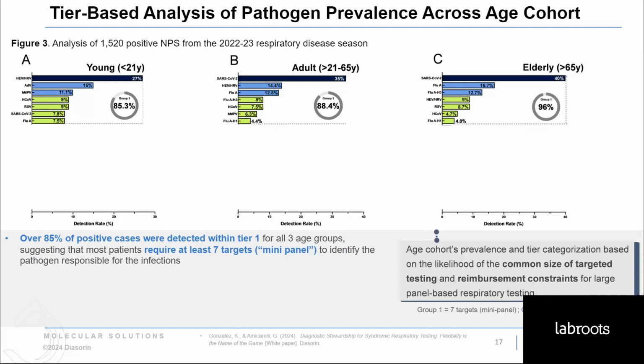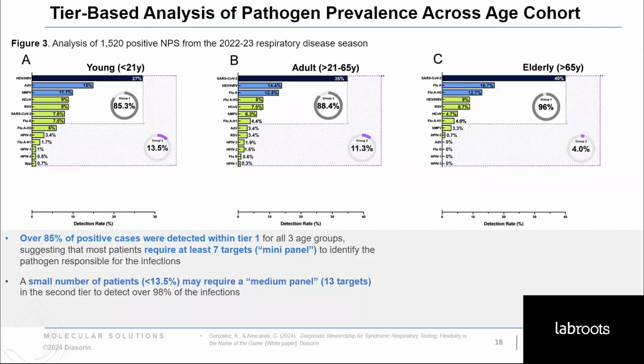What we found is that with 7 targets, over 85% of positive cases were detected in tier 1 for all age groups. 85% of the infections for the young population would have been detected by only using 7 targets, or a mini panel. That is 85 patients out of 100. Similar story for the adults: 88 patients out of 100 would need only a mini panel to detect the most prevalent targets within this population. And for the elderly, you would have identified 96% of the infections by only using 7 targets.